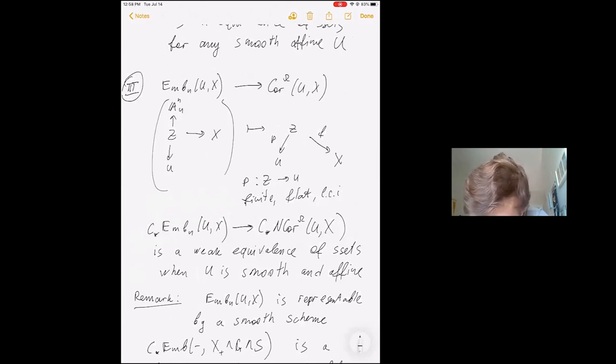The point is that Z here, first of all, is not a variety. Z can be a scheme. And also, yes, the map from Z to X is not proper. It's just any map. The only thing we need from Z is that the map from Z to U is a locally complete intersection map, and it's finite and flat.